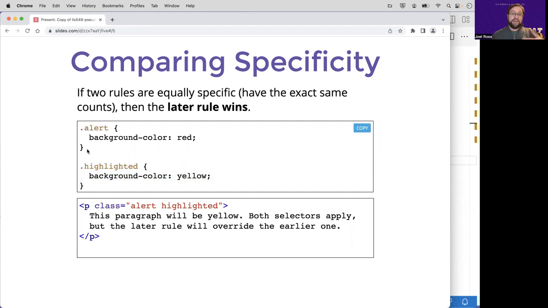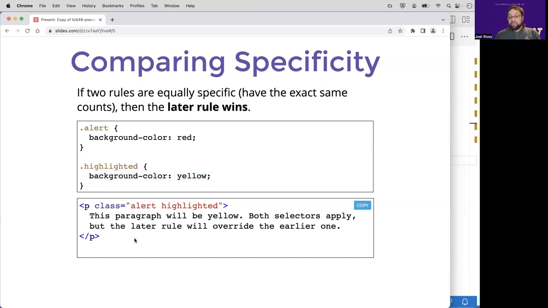The idea being, like you said, okay, great, paint all walls in the kitchen. Now we said paint all walls. Now we said paint all walls again. The one we tell it to do the second time paints over the first time, so that overrides it. All right, so if I have my paragraph that is both the class alert, so this rule applies, and class highlighted, so this rule applies, it's going to end up being yellow because that's the rule that's going to win.